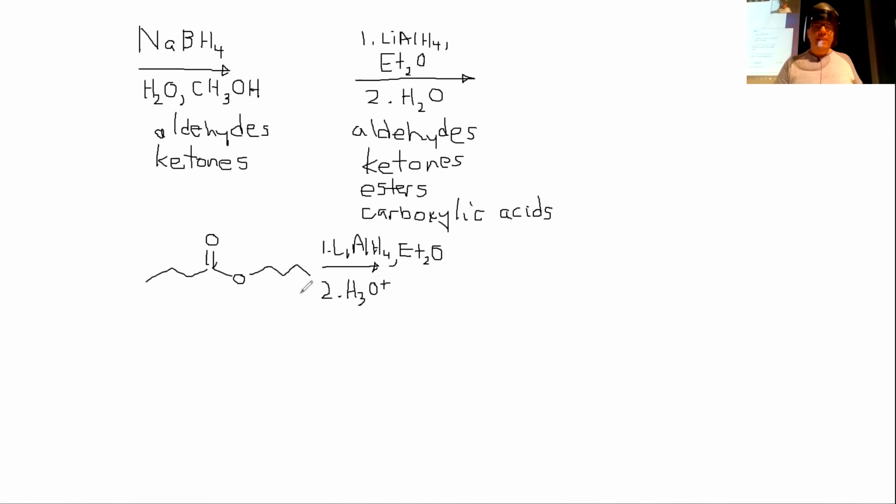Well, what I would expect to happen is, actually, I'm now regretting this decision. Is it okay if I make it the isopropyl ester instead of the butyl ester?